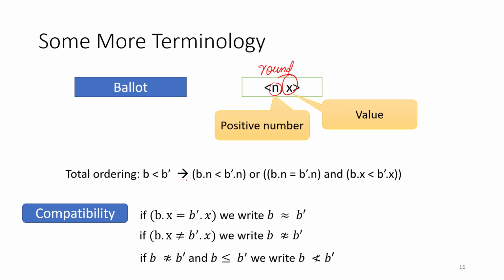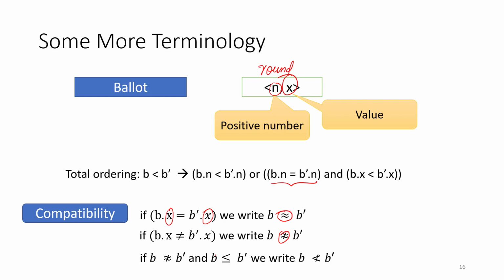We say that b is less than b dash if either the number b dot n is less than b dash dot n, or if the numbers are the same but the value is less than that. So the value is used as a tiebreaker only when the numbers are the same, otherwise we go by the number. Two ballots are said to be compatible if their values are the same. That makes sense. This is the symbol that we have for compatibility, and two ballots are not compatible, again with this symbol, if the values are not the same.